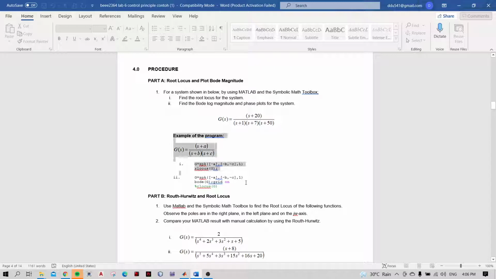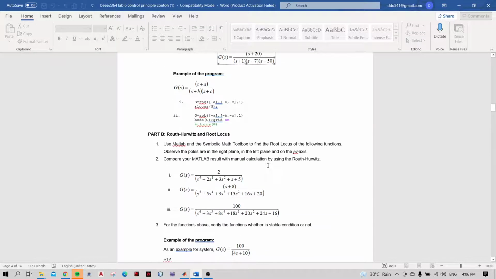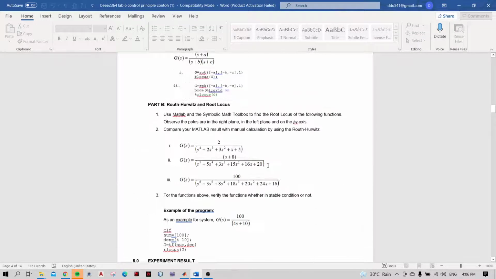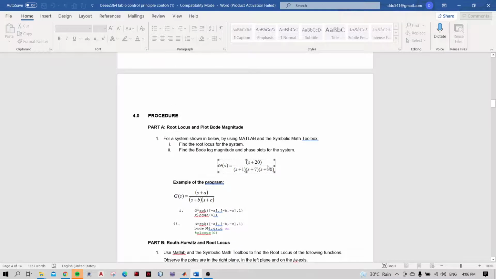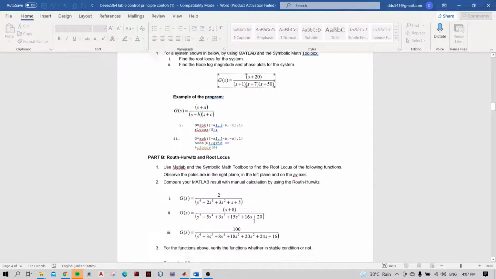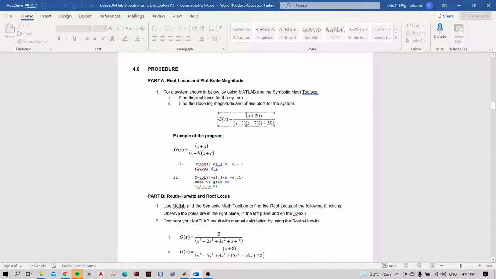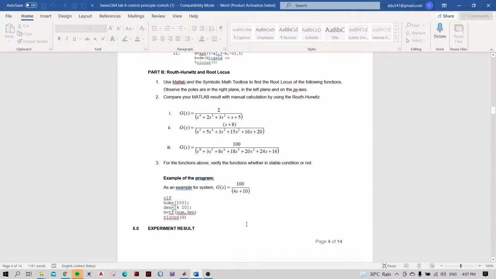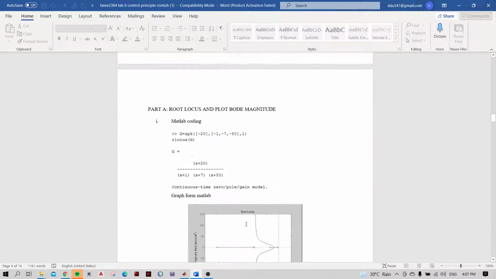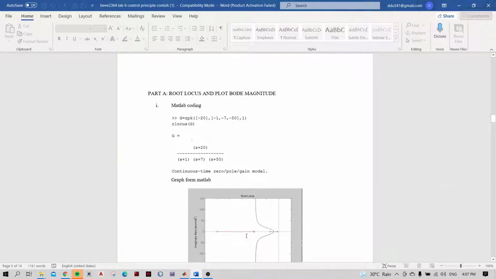This is the example for the program, and this is the data that I have to do by using the program. I have constructed the Bode plot and the root locus altogether in one coding. But in the lab sheet I put them in separate ways, with separate coding, as it will be easier to understand.